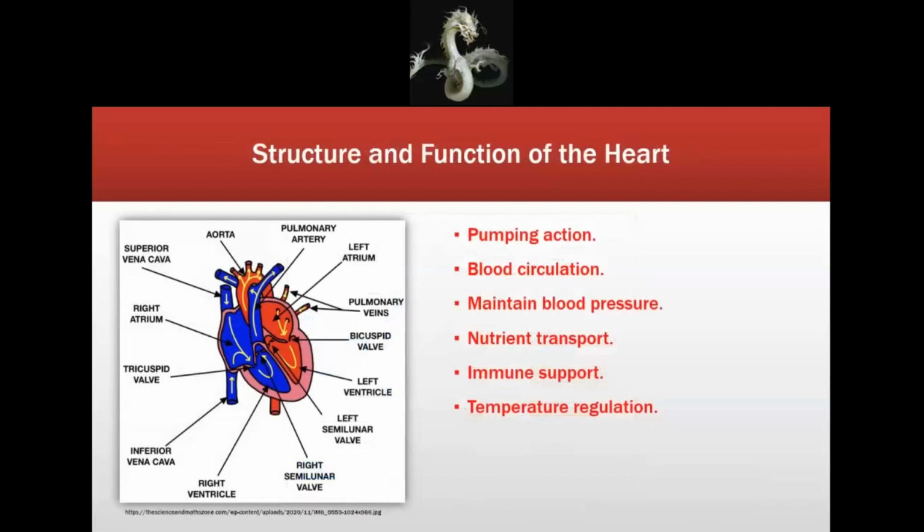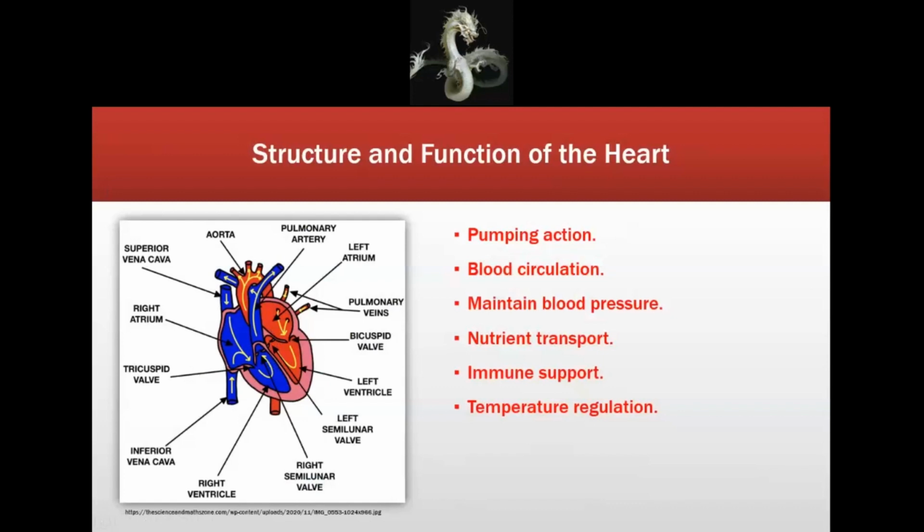Alright, this is one of the most important organ in cardiovascular system, which is the heart. So basically the structure of the heart is made of four chamber, which is the right atrium, the left atrium, left ventricle, and right ventricle. It has four valves in here, which is the tricuspid valve, the right semilunar valve, left semilunar valve, and bicuspid valve. This valve is very important to prevent the backflow of blood. And also we have superior and inferior vena cava, which bring the deoxygenated blood from our body to the heart, specifically to the right atrium here.